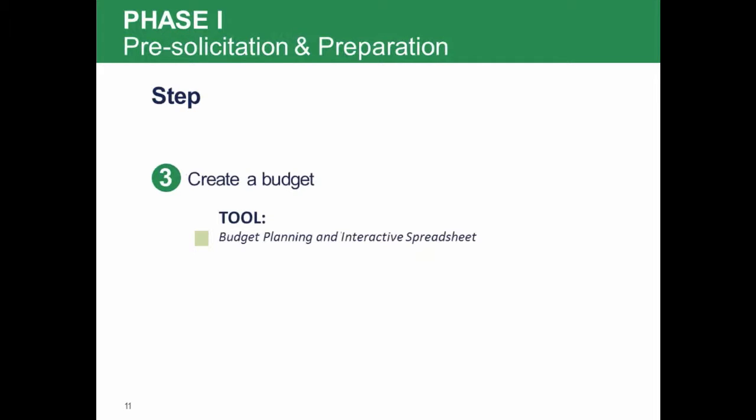Step 3 is create a budget. The cost of the EHR system involves much more than just the actual software license and installation costs. In this step, the Toolkit discusses the cost components of a vendor's budget to ensure that you capture and plan for all costs that are associated with an EHR acquisition.